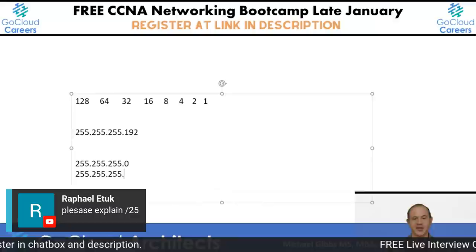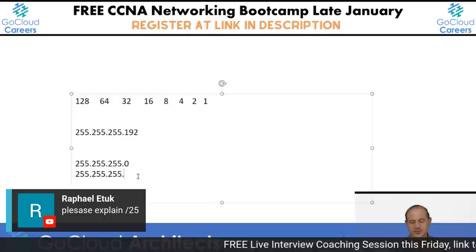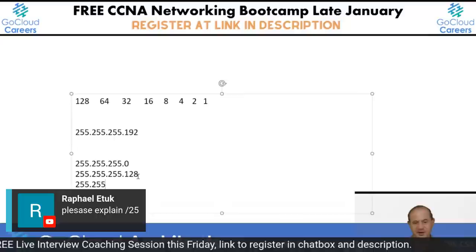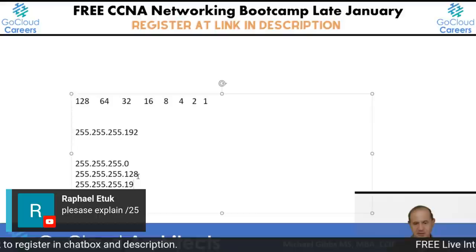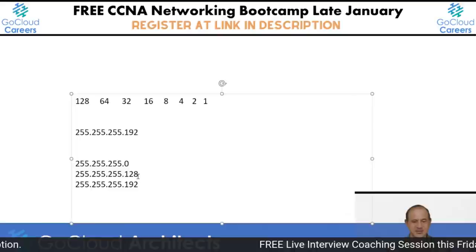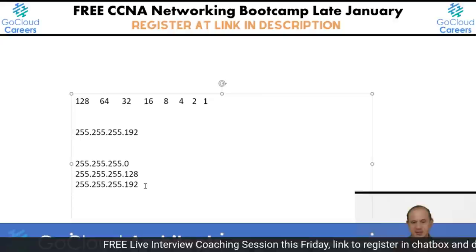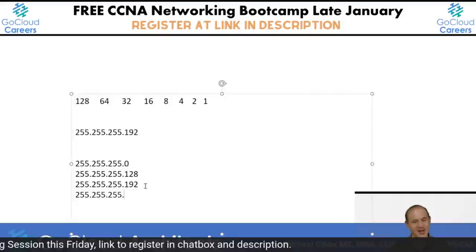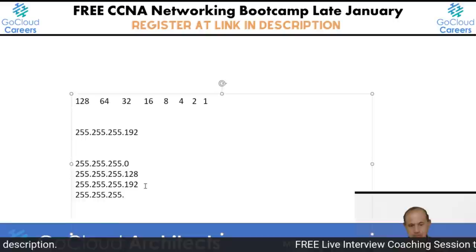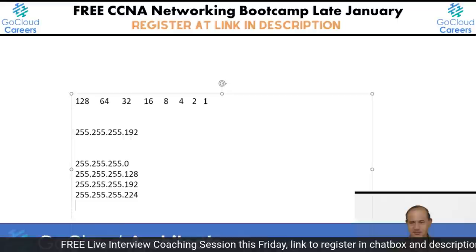First bit's 128. Let's make it a slash 26. It's going to look like this: 255.255.255, and what's the last octet? 128 plus 64? 192. Okay, now instead of a slash 25, this is a slash 26, let's make it a slash 27. 255.255.255 plus, okay, somebody who's good at math, 128, 64, 32, is that 224? I think it is. Okay, let's add a couple more.